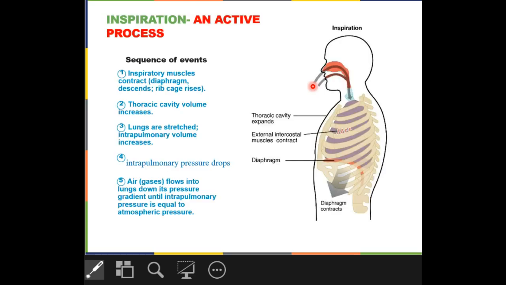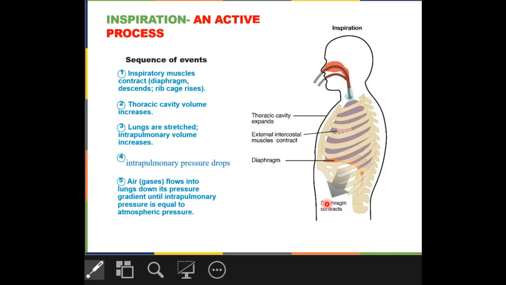Then we have breathing. This used to be an essay question. It is not anymore. You want to know sort of two things about each process, inhaling and exhaling. The first thing is you want to know whether or not it's an active or a passive process. So inspiration is always an active process. Your diaphragm descends. That increases the space in your thoracic cavity. That is a muscular contraction, so it is an active process.